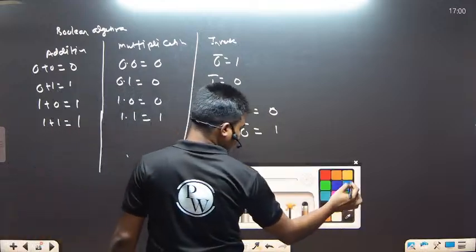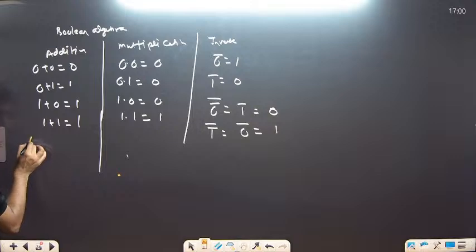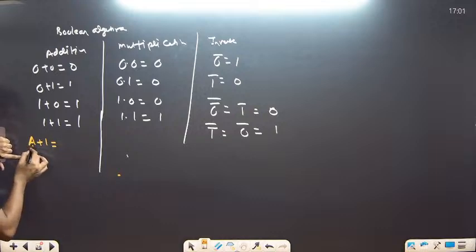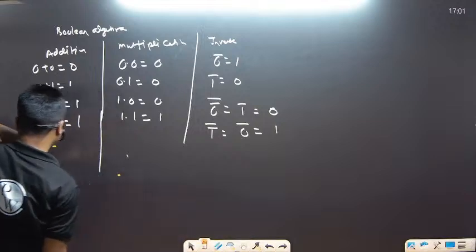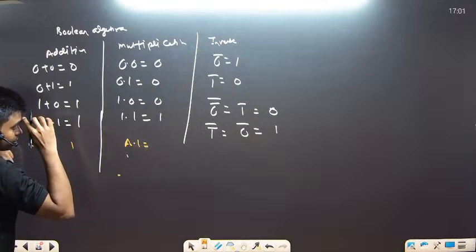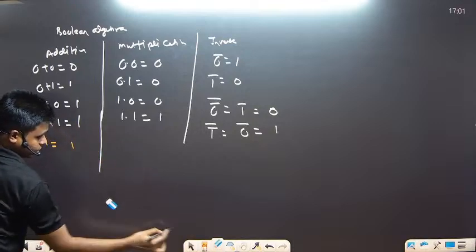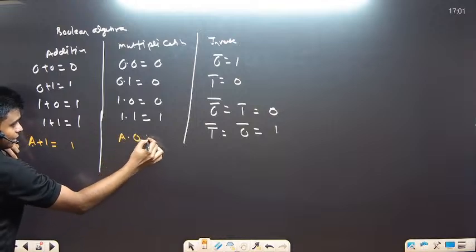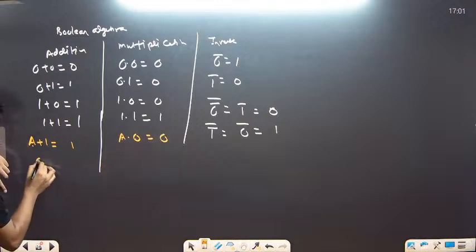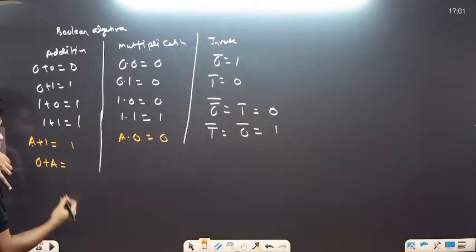Second, in terms of A and B, I will write these. If we talk about A plus 1, anything plus 1, whether A equals 0 or A equals 1, 0 plus 1 is 1, or 1 plus 1 is 1. So A plus 1 is 1. Like that, we have A dot 1, and here we have A dot 0. If the A value is 0, 0.0 is 0. If the A value is 1, 1.0 is 0. Then 0 plus A.